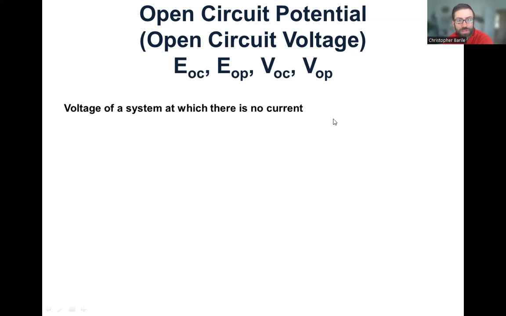It just means the voltage of a system at which there is no current. So it's extremely easy to define, but conceptually people have problems thinking about this. Like, how can you have a voltage when you don't have any current?